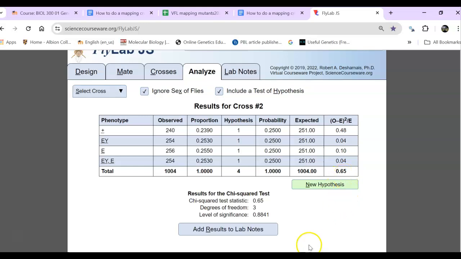That's a really low chi-square value, by the way. We have 3 degrees of freedom because we have 4 categories. And degrees of freedom is always n, which is the number of categories, minus 1. So we have 3.